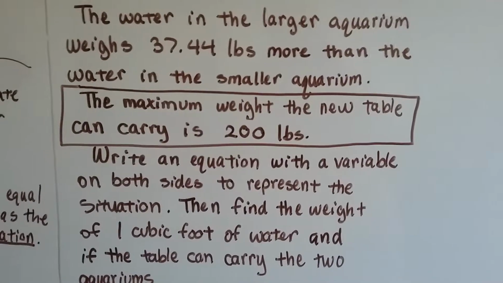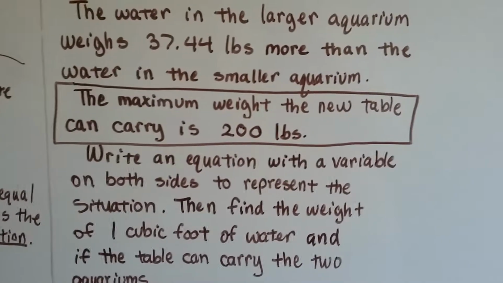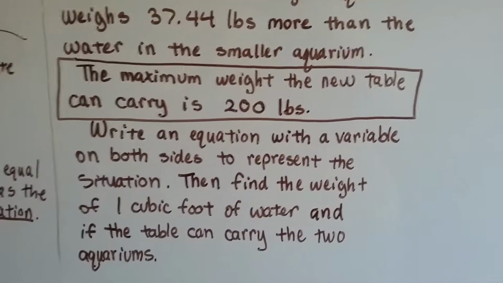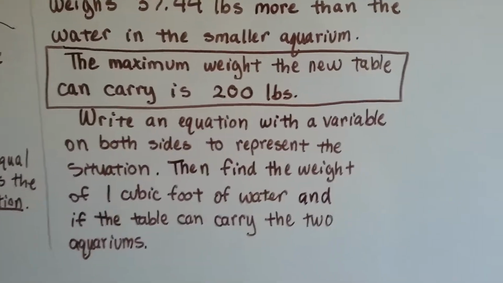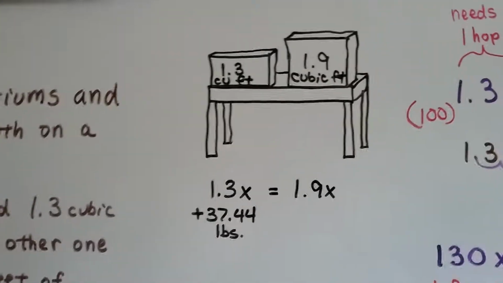So we need to write an equation with the variable on both sides to represent the situation. Then we need to find the weight of 1 cubic foot of water and whether the table can carry the 2 aquariums. All right? So I drew a picture so that we can kind of understand what's going on.